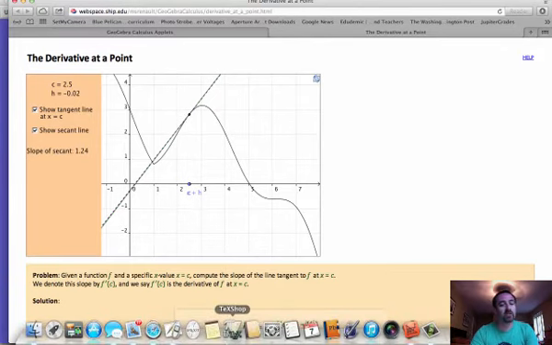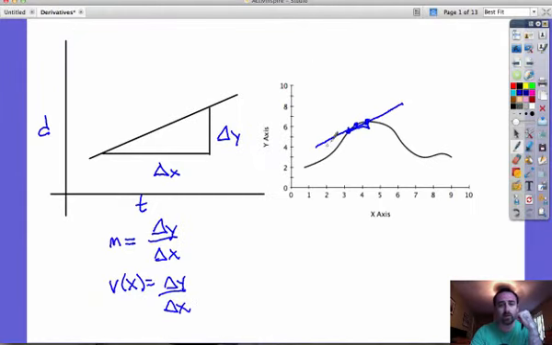So that's what we're after when we talk about the derivative. We're after the slope of that tangent line at that point, and we're going to let C approach, the second point approach the first. So we have to just introduce a little bit of notation here. First things first.